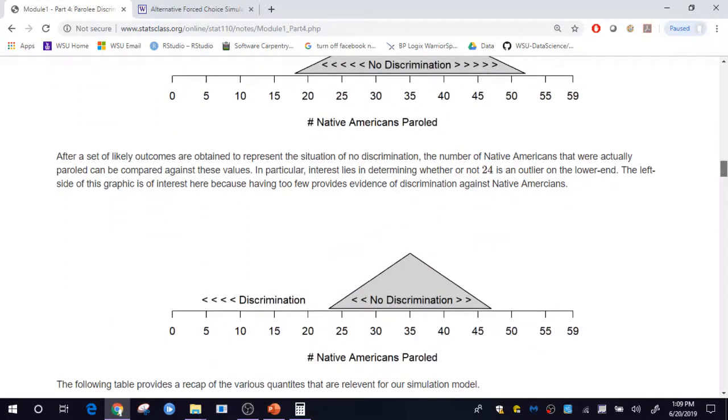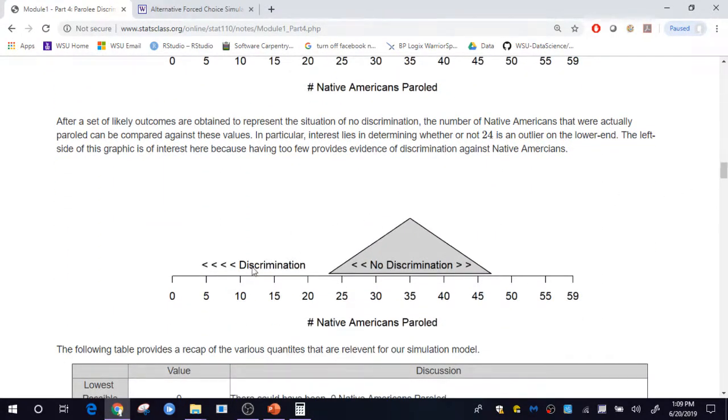The other thing that I need to worry about in my simulation study is what end of the distribution I care about. In this particular case, I care about the left side of this distribution. The left side is going to indicate that too few Native Americans were paroled, and that'll indicate discrimination. So certainly, there should have been about 35 paroled, but if no Native Americans were paroled, then that is likely to indicate discrimination is taking place. So the left side of this distribution is of interest here.